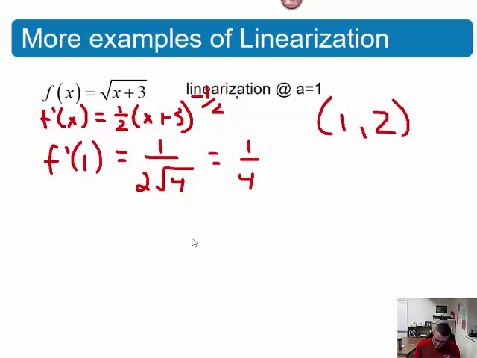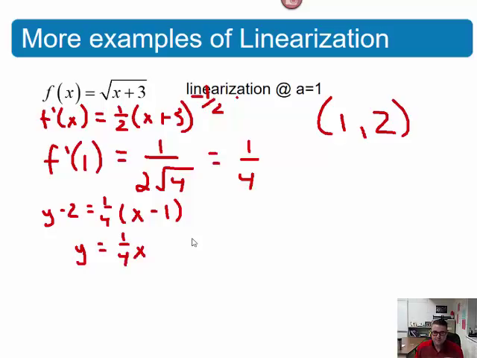So let's write our tangent line. You guys know how to do this. You're going to say y minus 2 equals the slope 1/4 times x minus the x value, which is 1. Now I'm going to solve for y, and that becomes y equals 1/4 x. I distribute the negative 1/4 through and add 2, and that becomes positive 7/4.